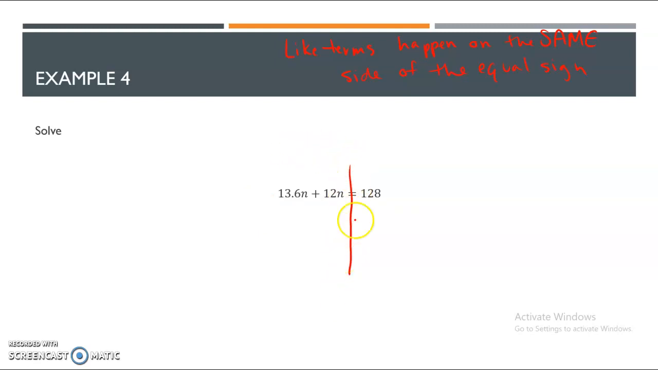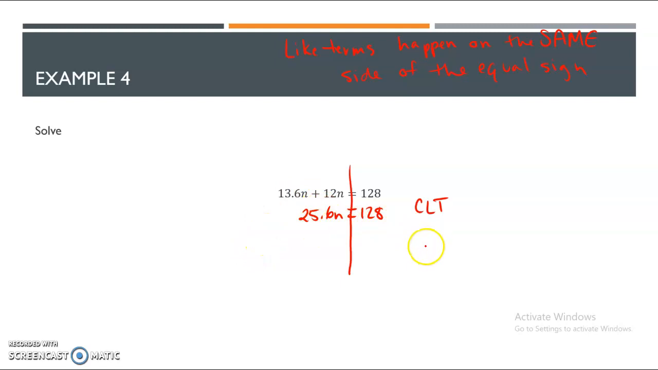So we're going to look at this equal sign. Here I've got 13.6n and 12n. The first thing I'm going to do is combine like terms, and I abbreviate that to CLT. And so we're going to equal 128. 13.6n plus 12n is 25.6n. All right. Now, from here, we have two options.